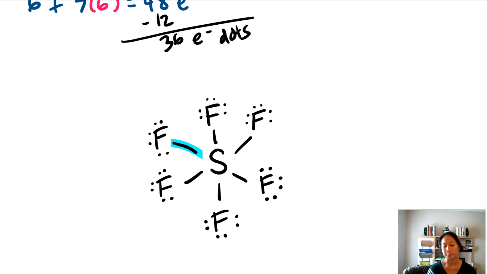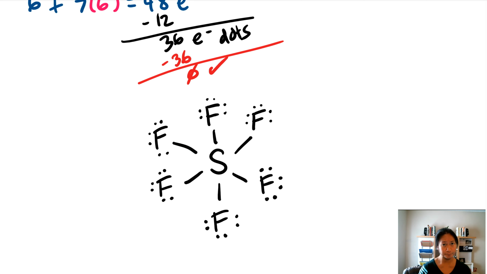Okay, so I have dots. How many lone electrons have we used? We use 6 on each fluorine. 6 times 6 gives me 36. So we have just used 36 dots, i.e. lone electrons. So I have 0 electrons left in my bank. Okay, when I reach 0, that means I have used the correct number of electrons.